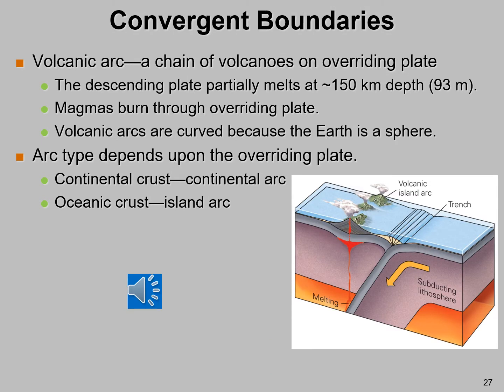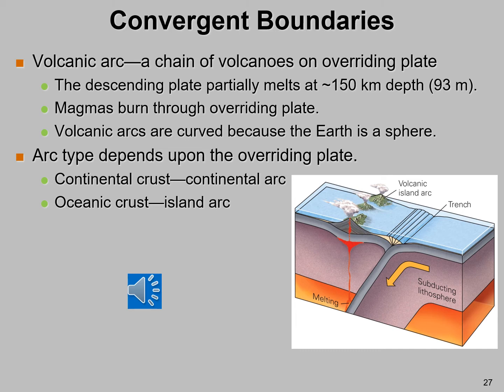The chain of volcanoes known as a volcanic arc develops behind the accretionary prism. The magma that feeds these volcanoes forms above the surface of the downgoing plate, where the plate reaches a depth of about 150 kilometers or 93 miles below the Earth's surface. If the volcanic arc forms where an oceanic plate subducts beneath continental lithosphere, the resulting chain of volcanoes grows on the continent and forms a continental volcanic arc.